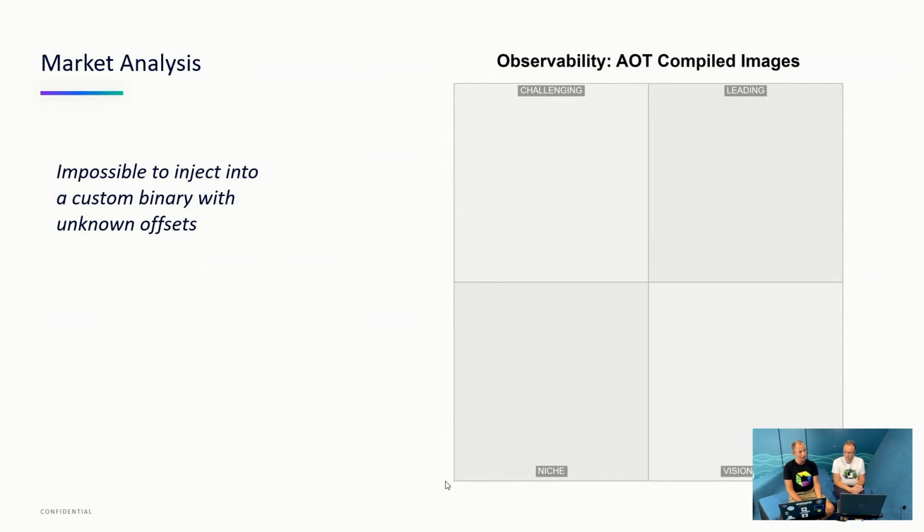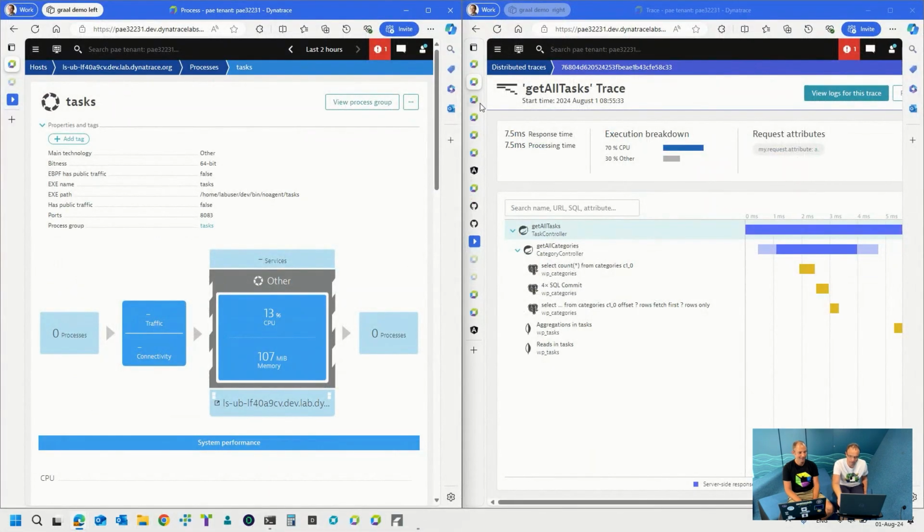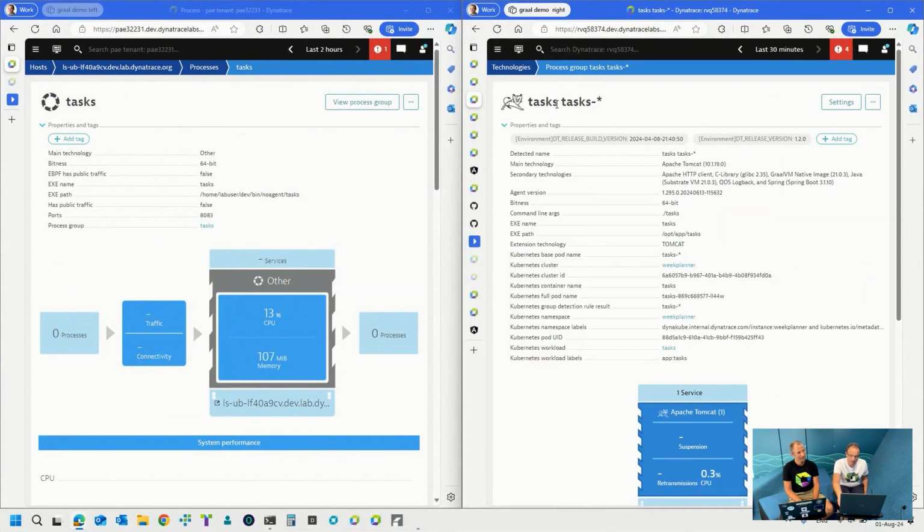So how can we get the observability in? Because it says here, you know, it's impossible, but I think you probably made it possible. Yeah, it's impossible, but not for Dynatrace. And here, what we bring today, it's the same task application, built natively, but now it runs with the Dynatrace One agent.